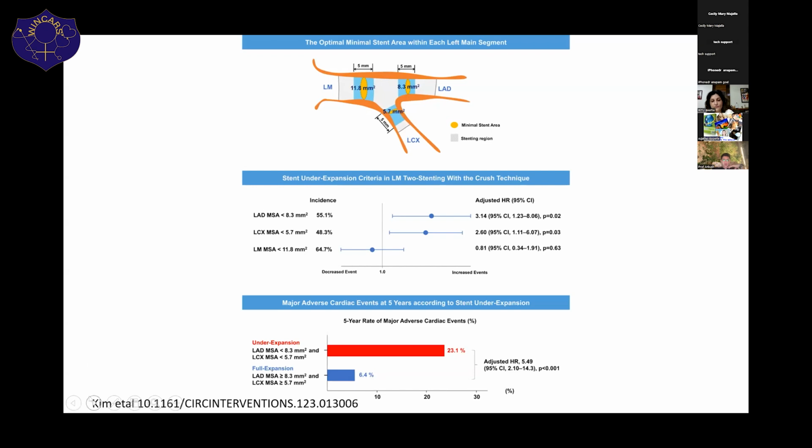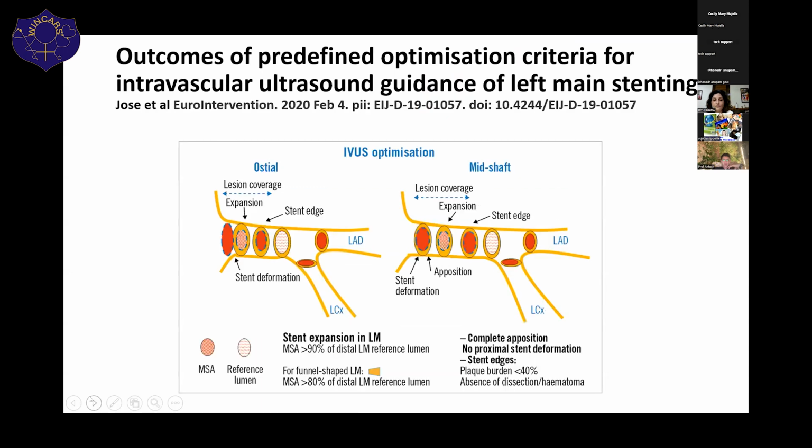So most of the thing, it is not the technique. We have to concentrate on what MSA we are achieving, and we have to follow certain protocols. If we achieve those protocols, that is at least more than 90% distal reference, or 80% if funnel shaped. These are for ostial and shaft left main.